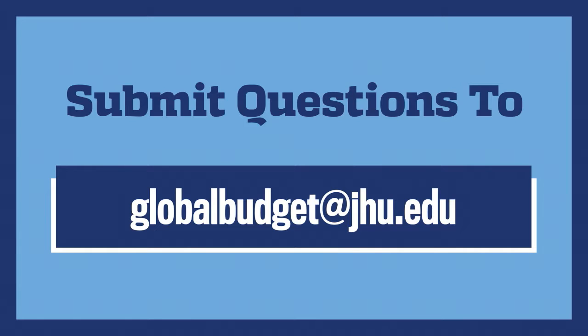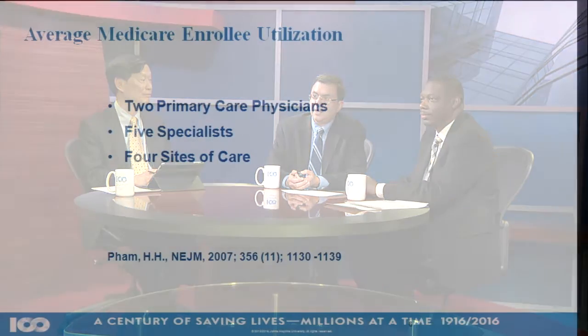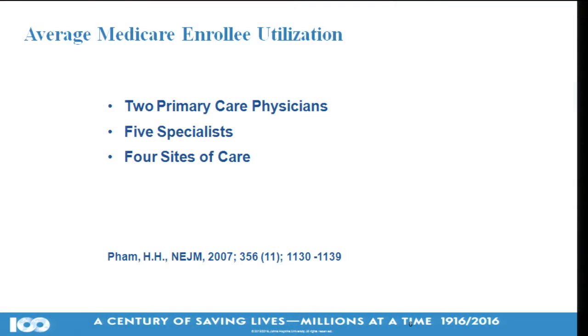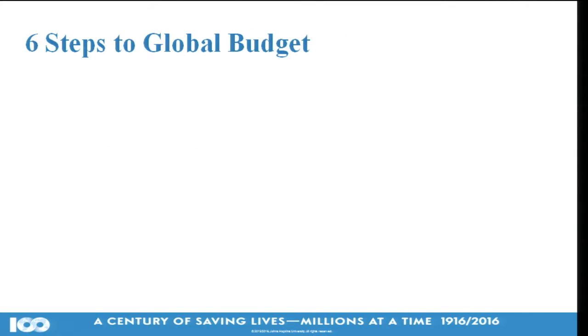Great. So moving on, we're almost done. Just a quick note that the average Medicare enrollee has 2 primary care physician visits, 5 specialist visits, and 4 different sites of care, I think, in a year. They're all over. And so figuring out a way for the whole healthcare system to come together to support them is of interest to them. I think it's quite possible for global budgets to help facilitate that.